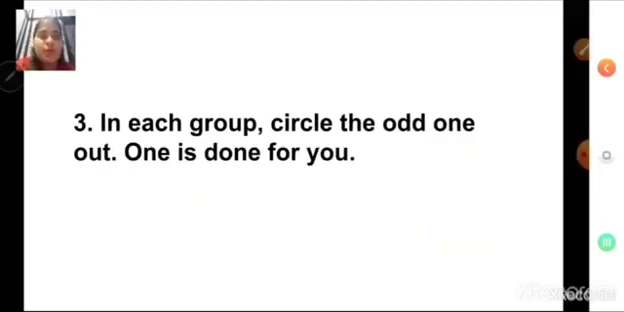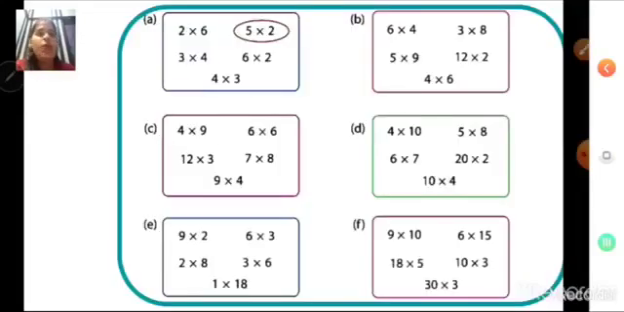Now let us move on to question number 3. In each group, circle the odd one out. One is done for you. Now you have to circle the odd one out. The first one, if you can see, 2 into 6. 2 6s are 12. 3 4s are also 12. 4 3s are 12. 6 2s are 12. 5 2s are 10. So that means this is odd one out. You have to circle it.